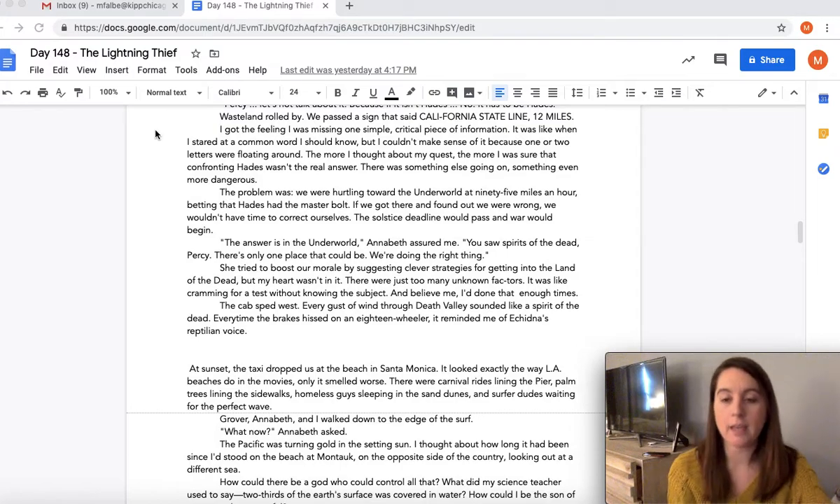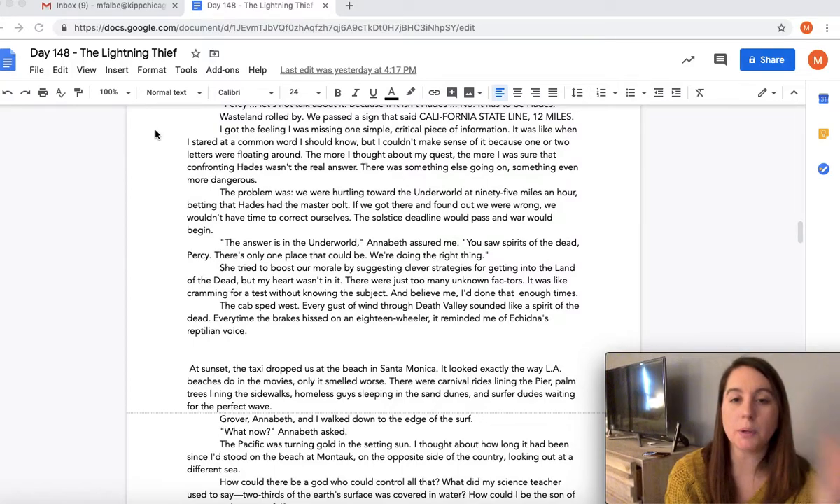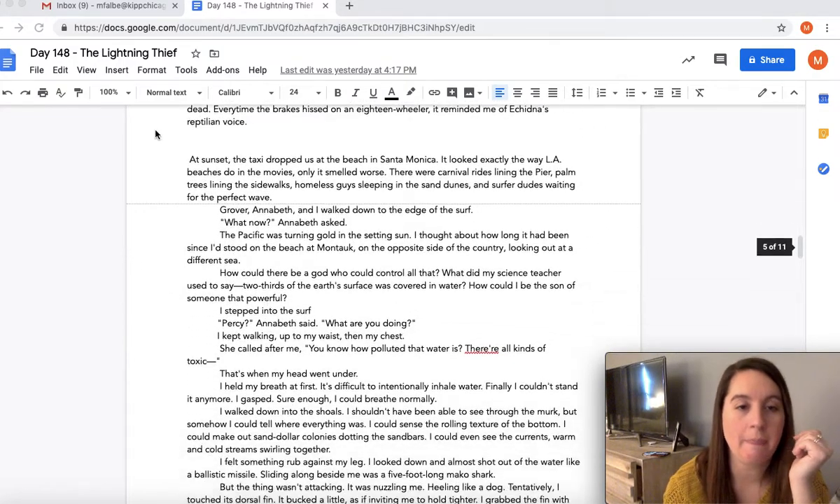So, pause. Again, I just want you to be thinking about these things throughout the text. As we were reading, it kind of started to say that maybe Hades isn't the one in that dream. But who else could it be? I'm trying to think of who else could be the person in that dream. So that's what I want you to be thinking about too.